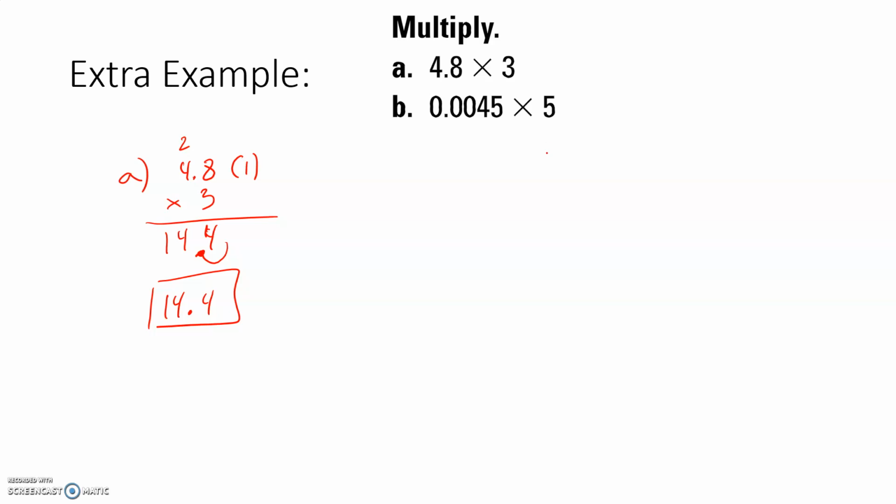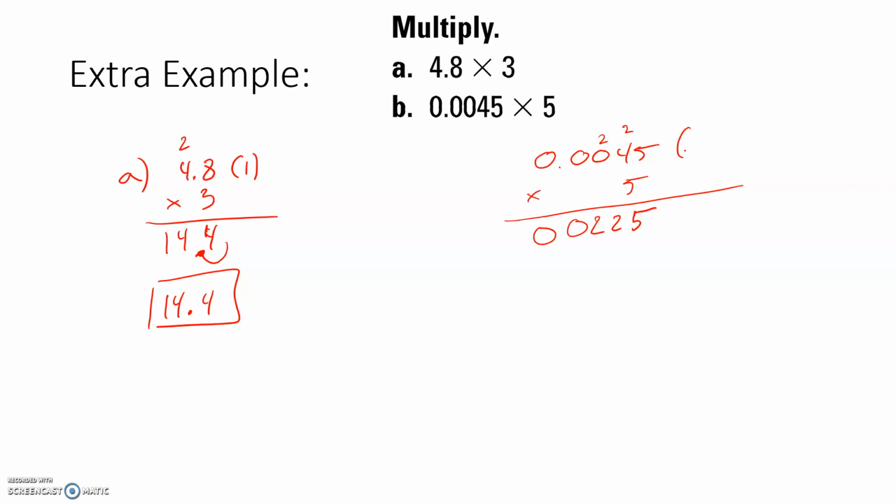Letter B, 45 ten-thousandths times 5. 5 times 5 is 25. 5 times 4 is 20. But I got that 2, so I have to carry that 2 over, so 20, 22. And then I got to carry 2 over there, so that would be 5 times 0 is 0, plus that 2, 2. 5 times 0 is 0, and 5 times 0 is 0.